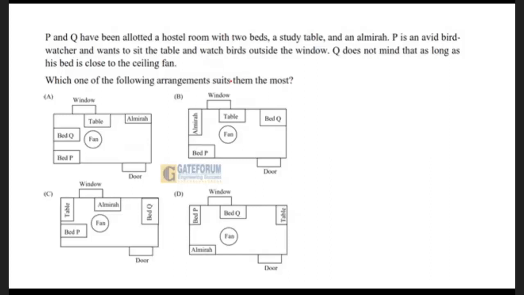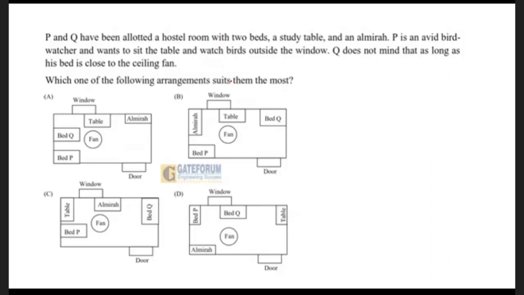P and Q have been allotted a hostel room with 2 beds, 1 study table, and an almirah. In all the 4 options, which are basically diagrams, you can see that room. You can see that there is a door and a window that is absolutely fixed in position. But then the 2 beds, the study table, which is mentioned as only table there, and the almirah, as you can see, are in different positions. Okay. There is also a fan. I mean, it's a ceiling fan, as is said in the 3rd line.